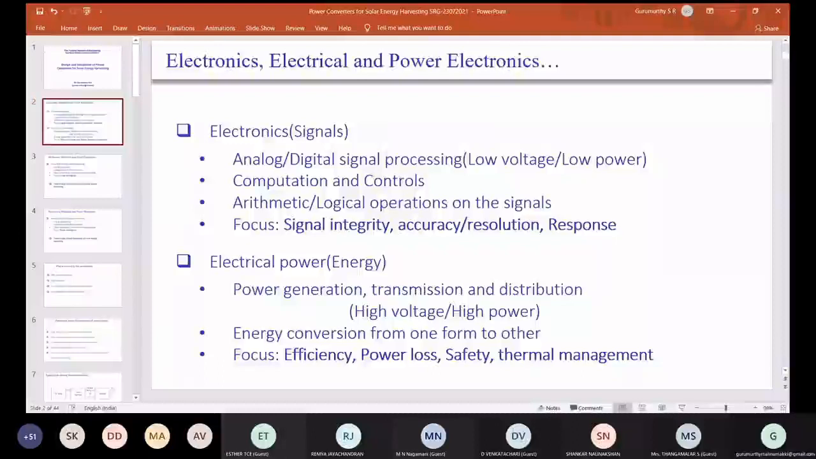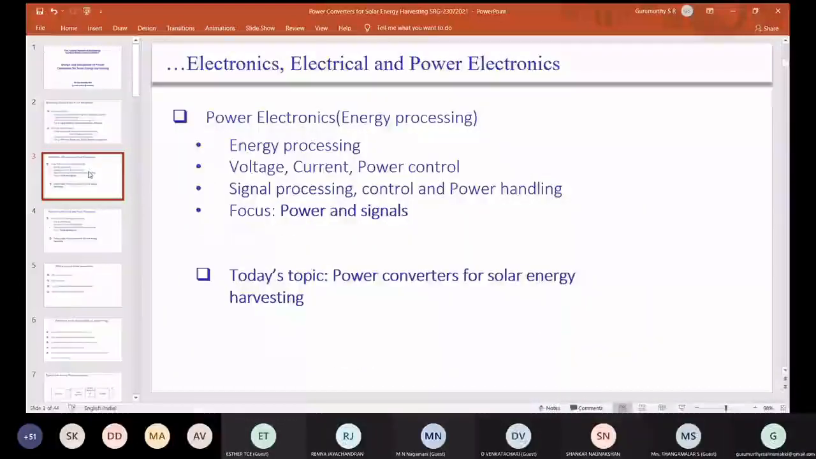And as we are handling high voltage and high power, we have to consider human safety. And of course, a lot of energy is handled and there will be a lot of losses and all the thermal management. These are the things we look at in electrical power.